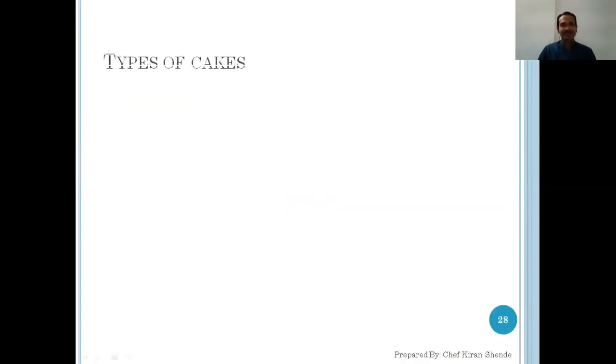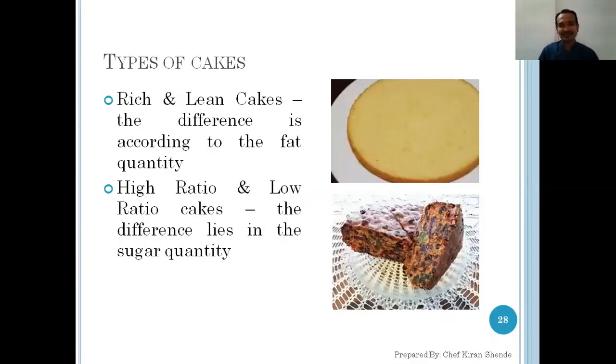Now, let us talk about the next segment of today's understanding, which is types of cakes. Basically bifurcated again into 2 categories. One is a rich cake and one is a lean cake. So it is all about the quantity of fat in rich and lean cakes. On the other hand, there are also high ratio cakes and low ratio cakes, wherein the difference lies in the amount of sugar. So of the pictures displayed in front of you, the top one is a low ratio cake and the bottom one with fruits is a high ratio cake.